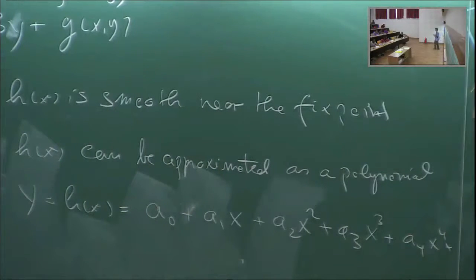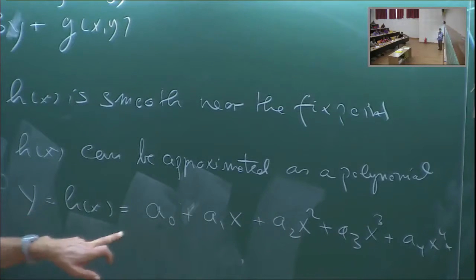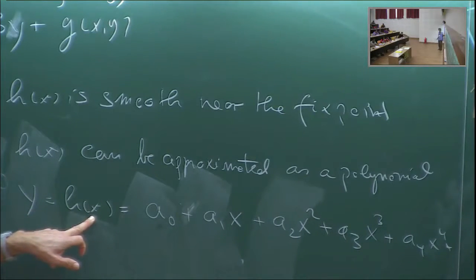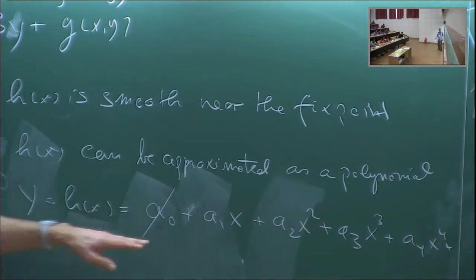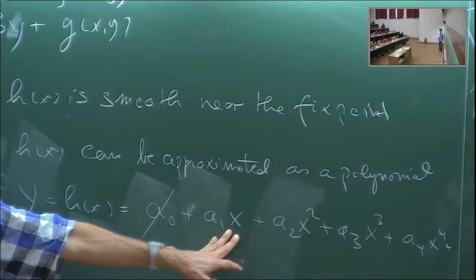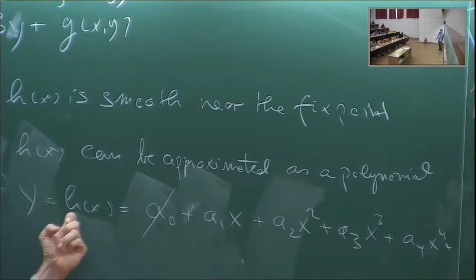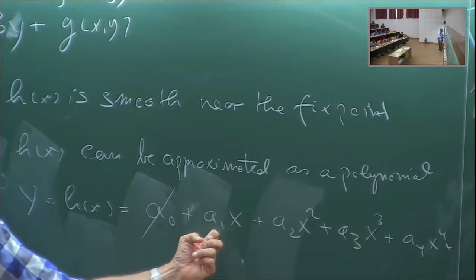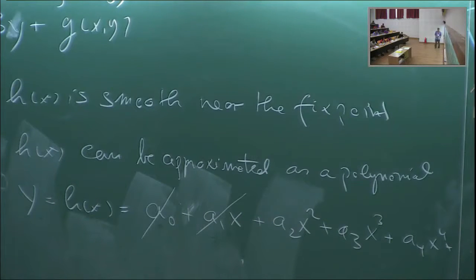Okay. I made a mistake here. I made two mistakes. This term here has to be 0, because at the fixed point, if 0, 0 is a fixed point, that has to be 0. I made one more mistake, because we want it to be tangential. So this term here also has to be 0 at the fixed point. Because otherwise at 0 the derivative would be a1, so it has to be 0, so a1 is 0. So let's take an example.